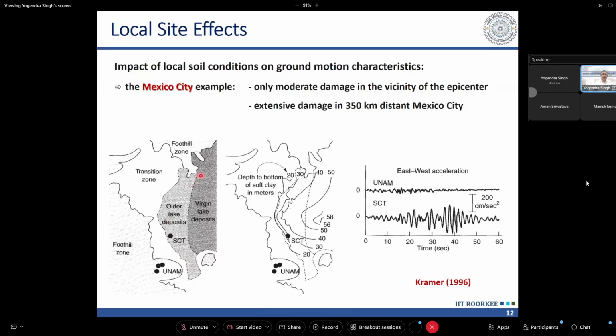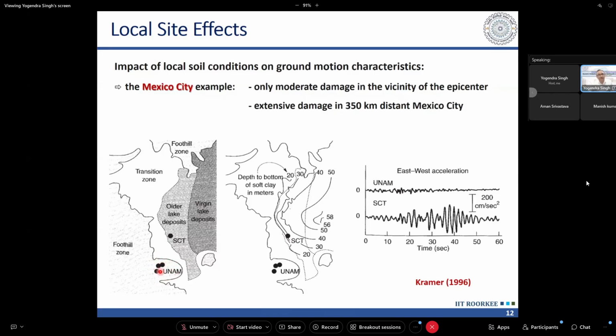So there is a Mexico Lake, and Mexico City is located there, and the depth of the deposits at the rock, at the bottom of the lake, is increasing towards the lake, as is obvious. So near the city we have the foothills, and then the depth of the bedrock goes on increasing. So two recording stations were there in 1985. One is UNAM, University of Mexico, and another one was a station located here, SCT. So UNAM was located on rock, on the foothills.